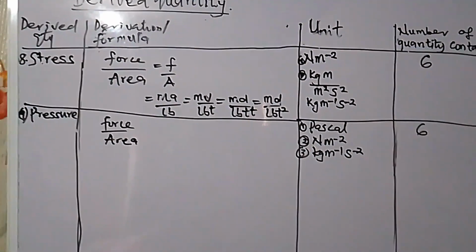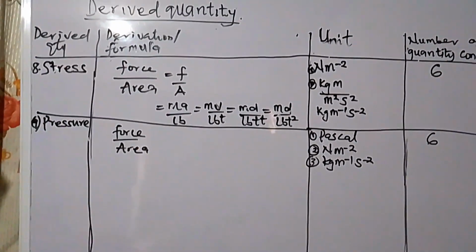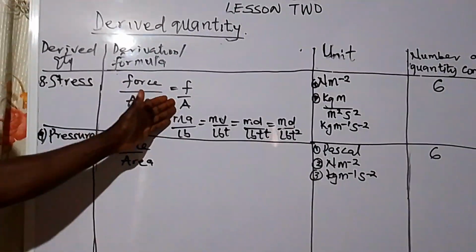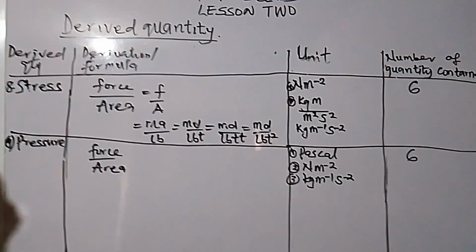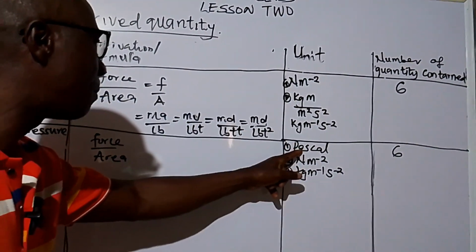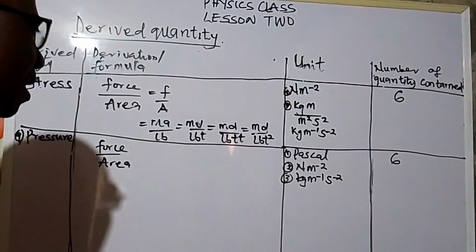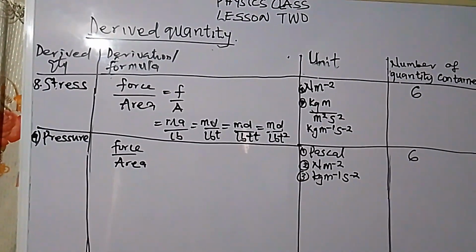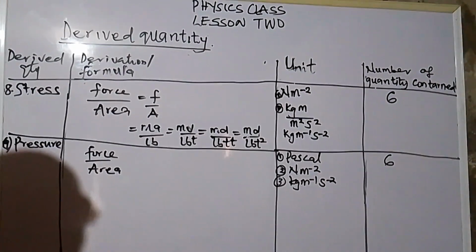The expression here is the same thing as for pressure. That is why we don't need to waste our time. So once you can know that of stress, definitely that of pressure will come out. But the only thing that is different is that stress cannot take Pascal as its own unit, while the unit that differentiates them is Pascal. It is only pressure that can take Pascal as its own unit. Note that, because of objective questions also.